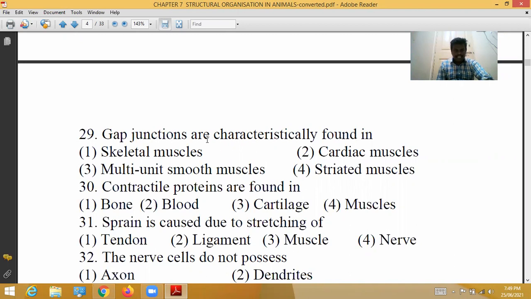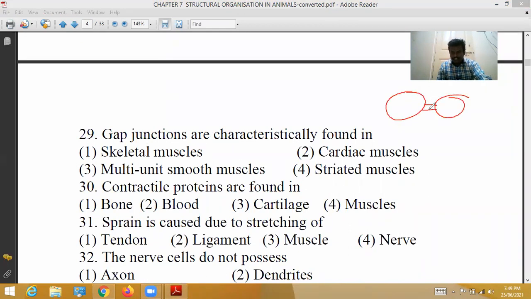Next, gap junctions are characteristically found in... Generally, gap junctions allow molecules and ions to pass freely between cells. These gap junctions allow molecules and ions to pass from one cell to another. Cardiac muscles are autorhythmic, with intercalated discs located between cardiac muscle cells.